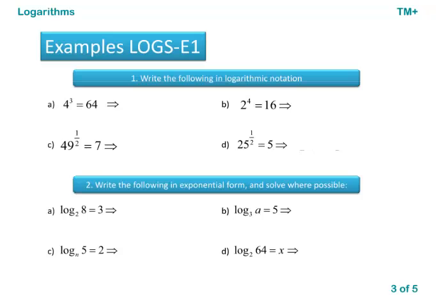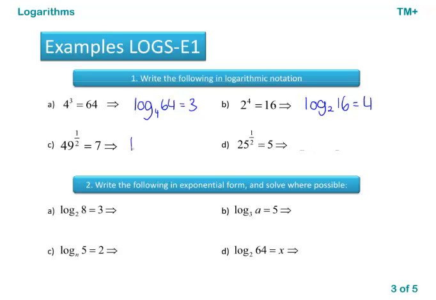So let's look at some examples here. The first one is 4 cubed equals 64. If I want to write that as a log, the base of the log is the same as the base of the exponent, that 64 comes in with the log, and the answer is the 3. Pause and have a go at these yourself. 2 to the 4 equals 16, so log base 2 of 16 equals 4.